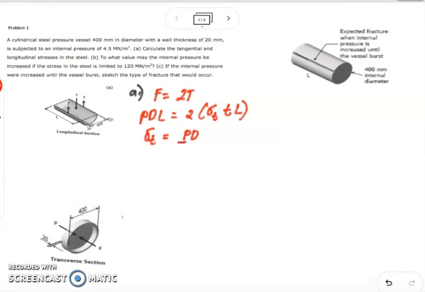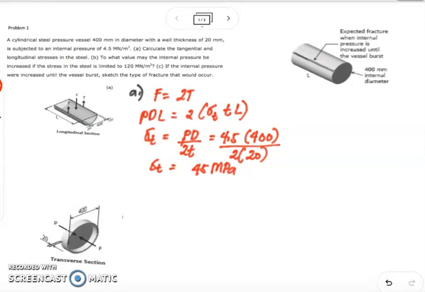or the tangential stress rather, is equal to PD all over 2T. If we substitute the values, our pressure is 4.5 MN/m² multiplied by the diameter, which is 400 mm, all over 2 times the thickness, which is 20. So therefore, our tangential stress is equal to 45 MPa.